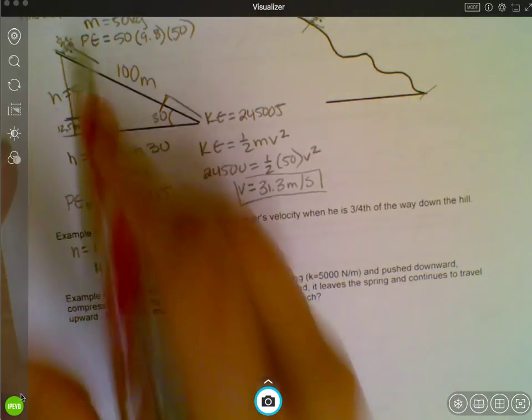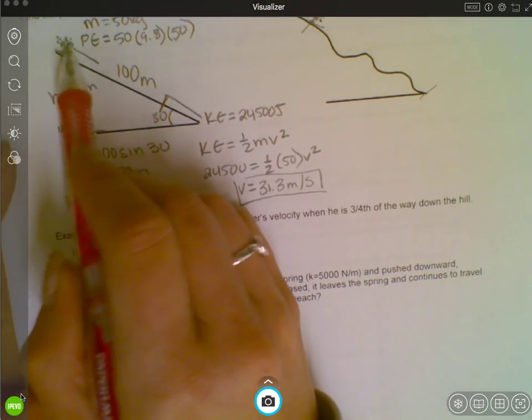The total mechanical is what we found at the top when he had no speed and all of his energy was potential.